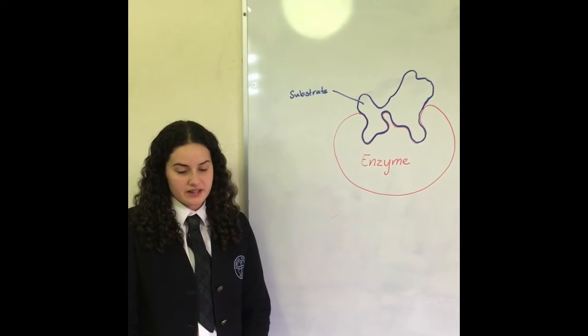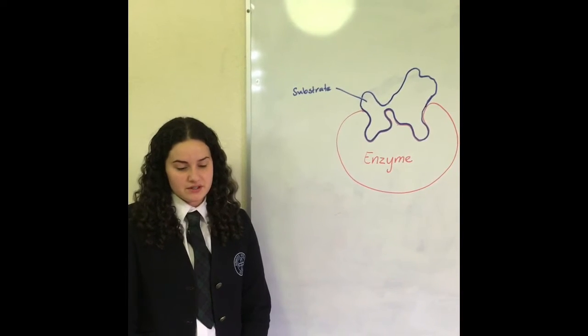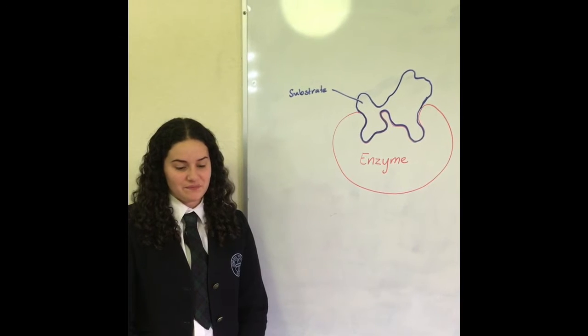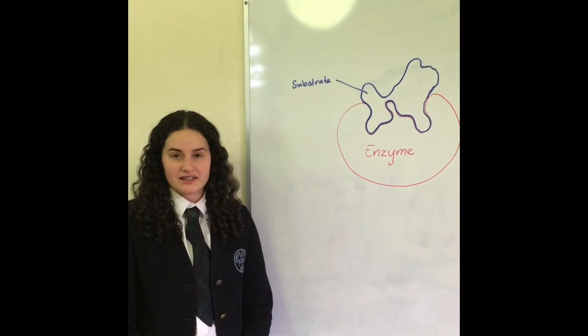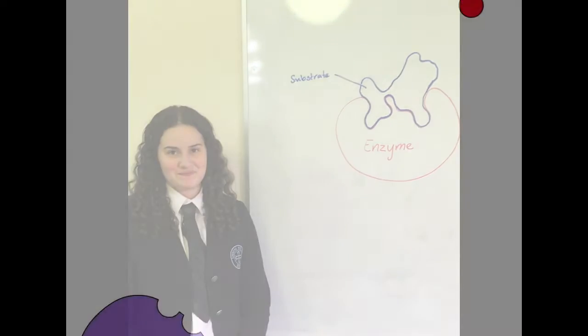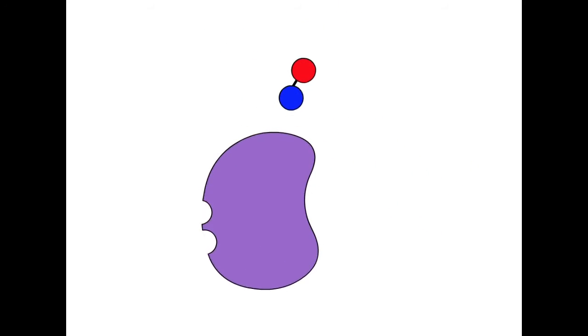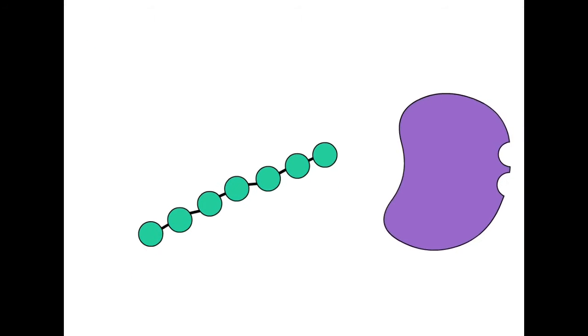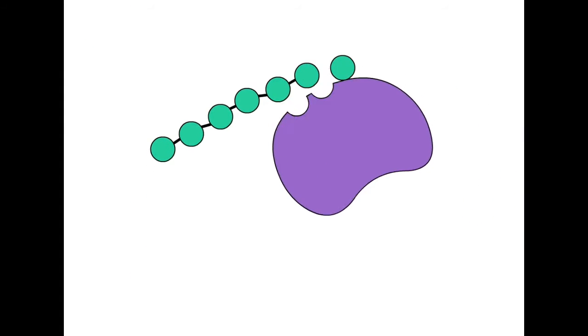Enzymes are highly specific. Each enzyme acts upon one substrate only. This is because the shape of the active site in the enzyme matches the shape of the substrate. Enzymes perform the critical task of lowering a reaction's activation energy. Two substrates can be joined, or one substrate can be split.